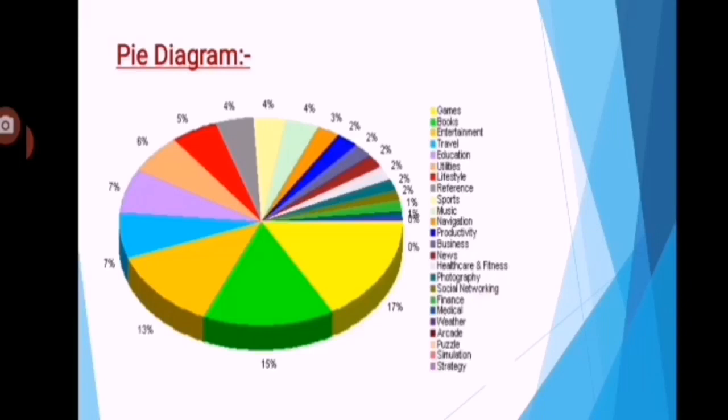Each and every color denotes something: yellow color is games, light green is books, orange is utility, yellow is entertainment, blue is travel, and purple is education respectively. This is another type of the pie diagrams.